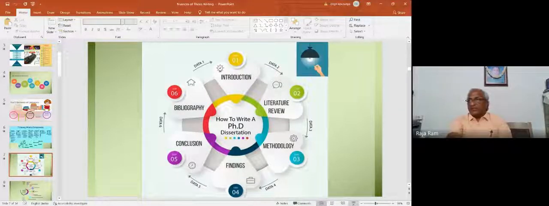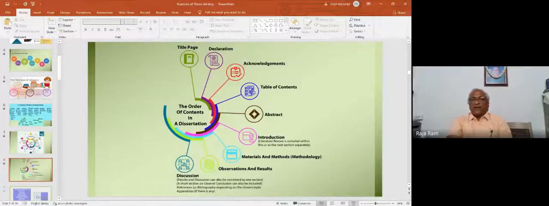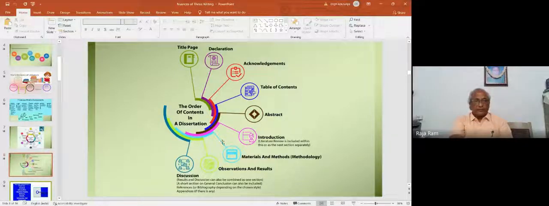And the other things we can see, in other ways, the things that are needed are: we should have the title page, declaration, acknowledgements, table of contents, abstract, and the introduction. After that, we have the introduction. We have got, as I said, the literature review, introduction, methodology there, and methods and materials and methodology, and observations and results, and it ends up in conclusion, like discussion ends there.